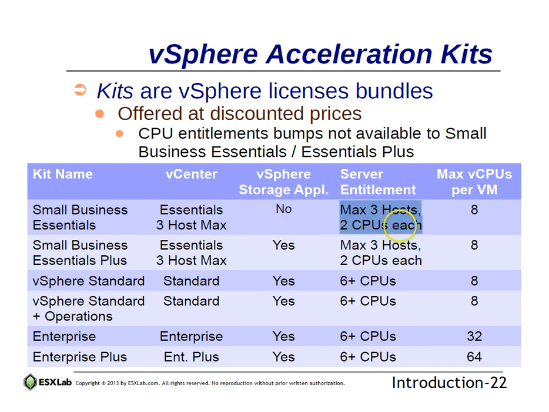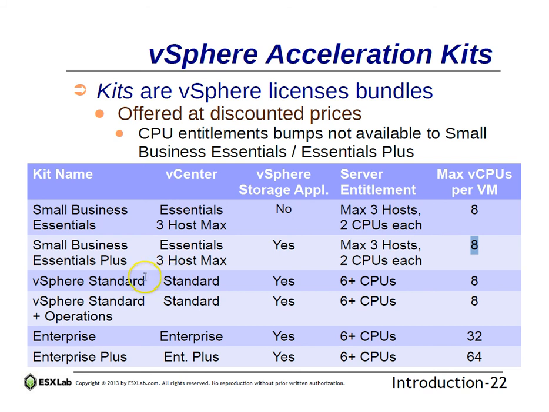I must have no more than 2 CPUs per host, no more than 8 virtual CPUs per VM. Essentials Plus gives me many more features, but it still has the 3 host maximum. I have the option of the vSphere storage appliance. I'm still restricted to 3 hosts and no more than 2 CPUs per host, and I can have no more than 8 virtual CPU cores per VM.